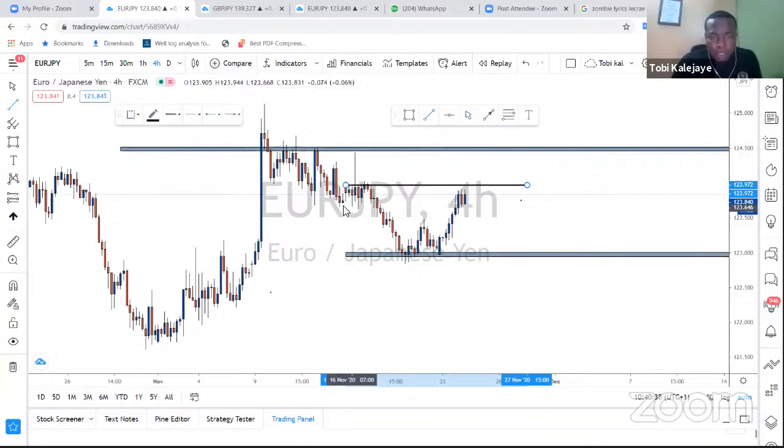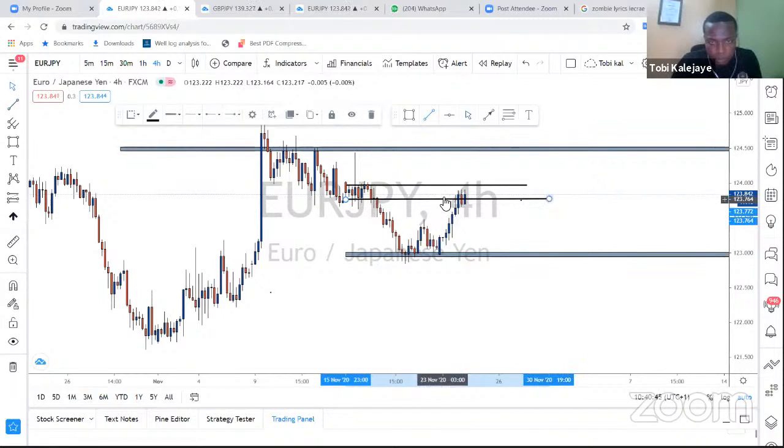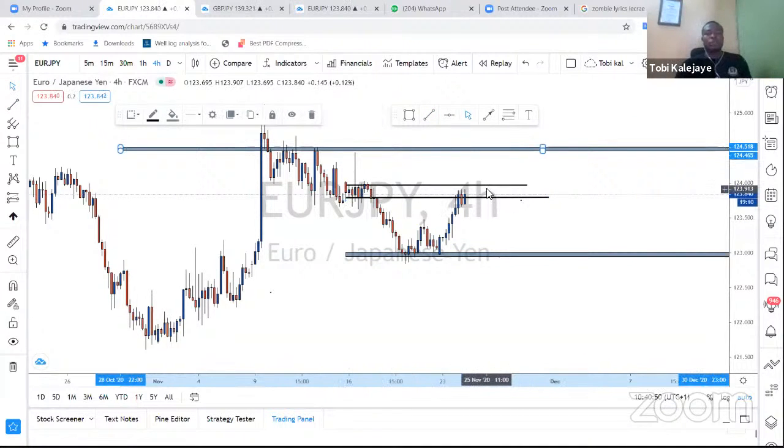And then this is another important level. So with these two levels, I'm not going to rush in to take a trade right now, because what am I expecting? I'm expecting that at this level, price should continue to push down and come back here. It's just my expectation. Since I can't force it to happen, I'm only waiting for it to happen.